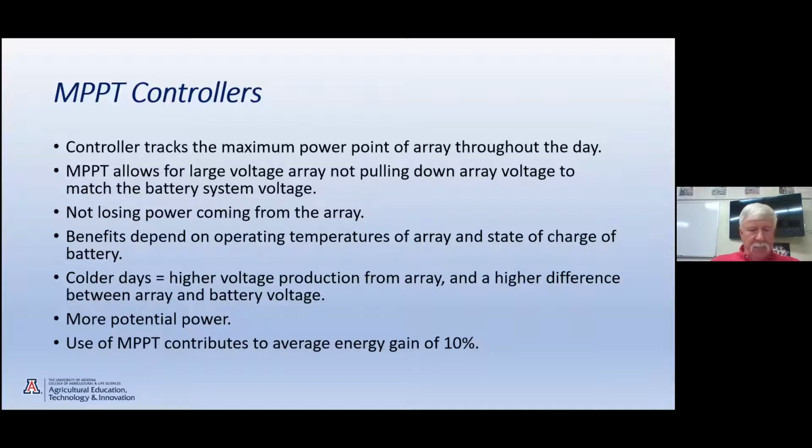And then an MPPT contributes an average energy gain of about 10%. So there's an advantage to selecting an MPPT over the PWM. It's going to cost you a little more, but again, depending on the size of the system you're putting together, you want to maximize as much power coming out of that array as you can.